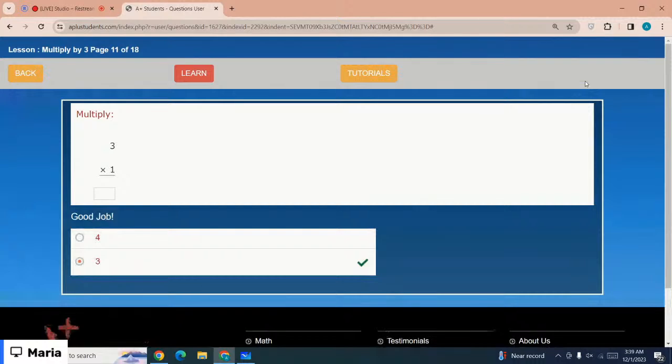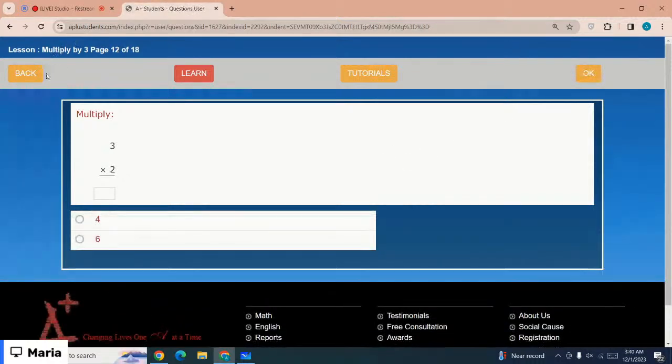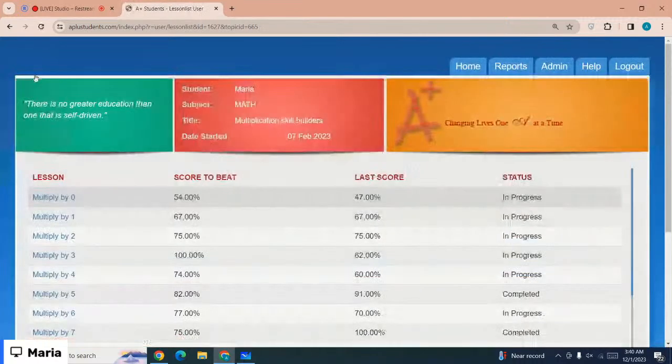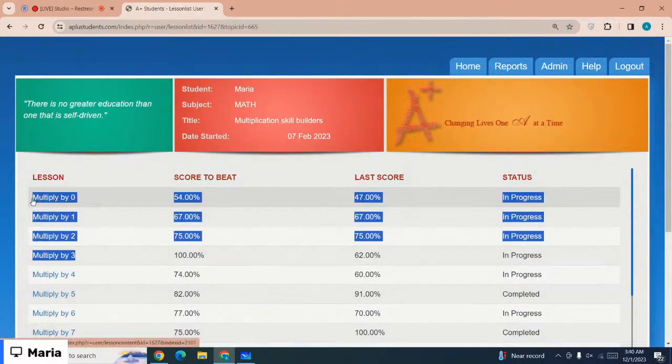Okay, you can complete the lesson by yourself later today. We were working on grade 3 math. The chapter we were working on is multiplication skill builders, and the lessons we have covered today are multiply by 0, multiply by 1, multiply by 2, and multiply by 3.